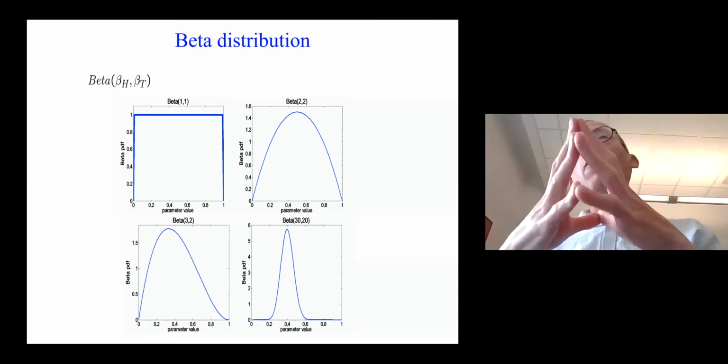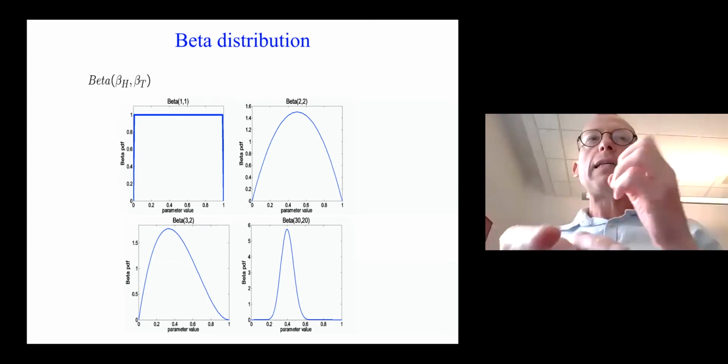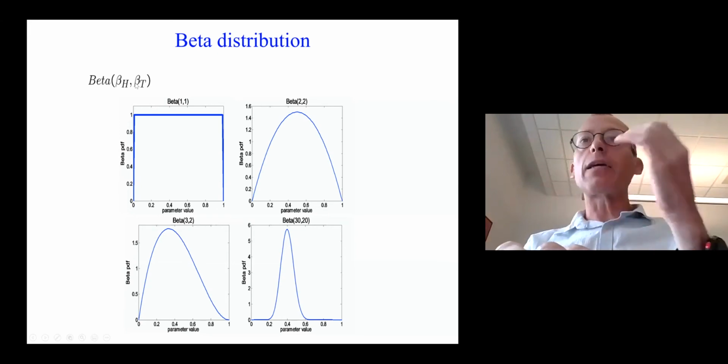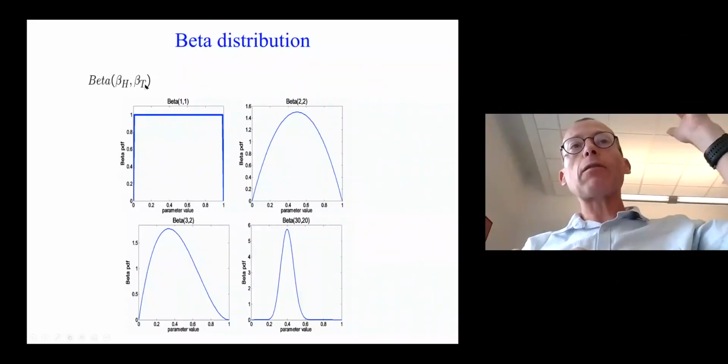If we think that most coins are 50-50, but maybe a lot of them are not, then we will use relatively small values, let's say 2, 2, or 3, 3. On the other hand, if we are pretty sure that almost all coins are 50-50, we should use very high values for both. So we can say 100 and 100.